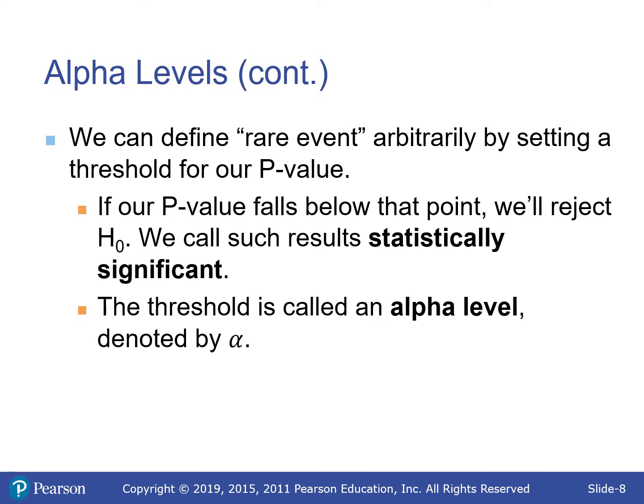So we arbitrarily set that threshold for the p-value. And if our p-value is below that point, we reject the null hypothesis, and we call that statistically significant. We'll talk more about statistical significance in just a little while. The threshold is called the alpha level. It's denoted by alpha. Generally speaking, in statistics, this is the only place alpha is used. Later on, we're going to see a beta. We use beta a couple different places, but alpha is pretty much here, just like pi is used in one place, I is used in one place, alpha is used in one place.